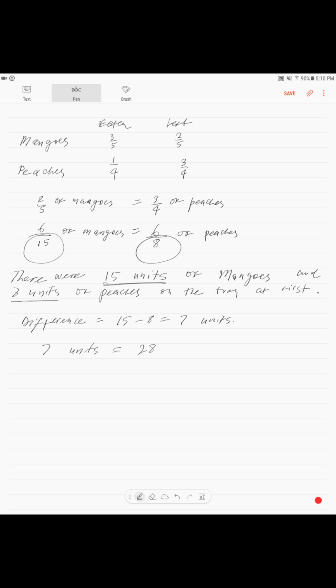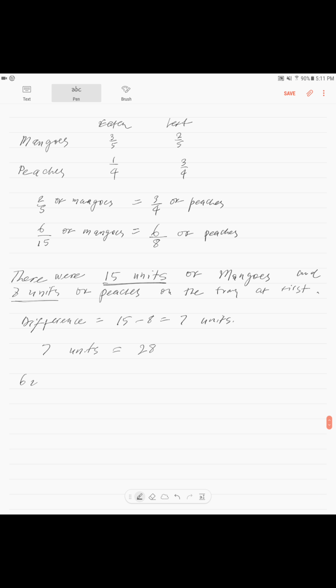7 units is 28 fruits. Okay. How much is left? We know how much is left, right? I'm gonna erase this thing. This is how much is left: 6 units of mangoes, 6 units of peaches, right?